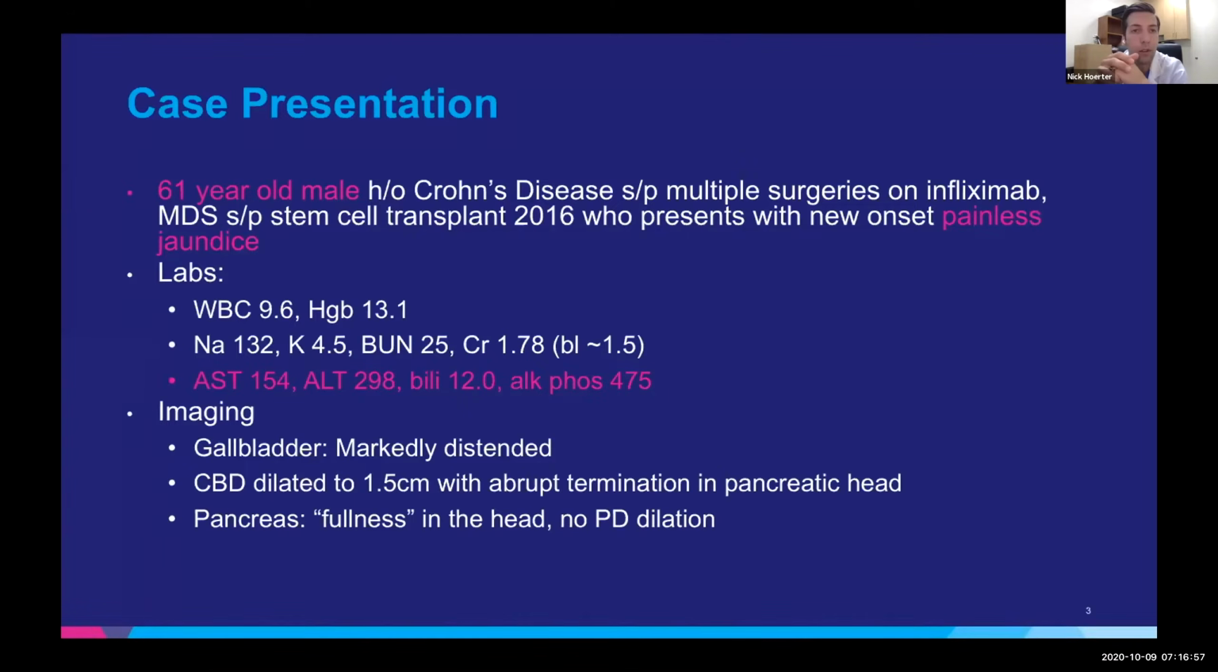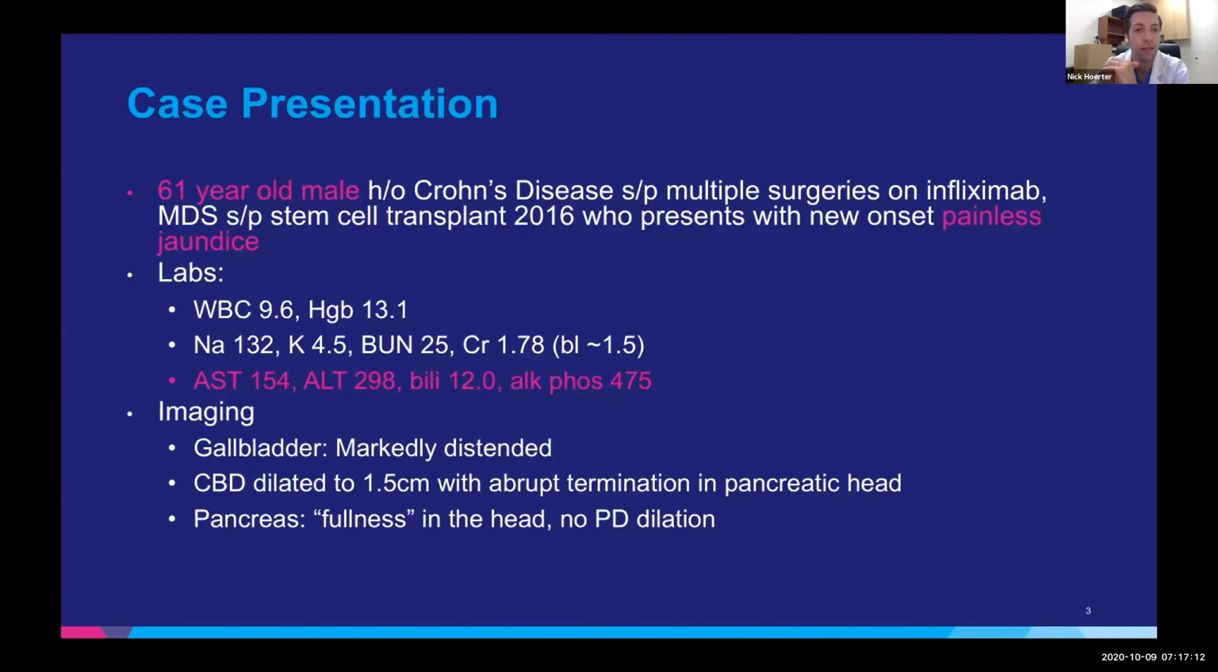we have a 61-year-old male, history of Crohn's disease, status post multiple surgeries. I know that's probably not the standard Mount Sinai way of describing Crohn's disease, but it's less relevant to this case. He also has MDS. He had a stem cell transplant. He's coming in with painless jaundice.